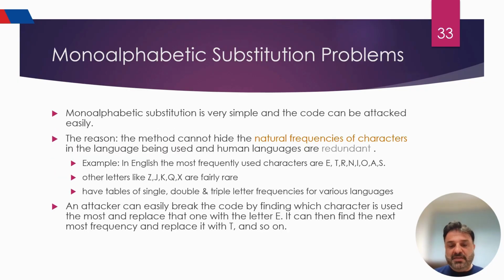As you can see here, the frequency of occurrence of characters is very different in the English language. For example, the most frequently used characters in English are E, T, R, N, I, O, A, S, and the less frequent and very rare ones are Z, J, K, Q, X.